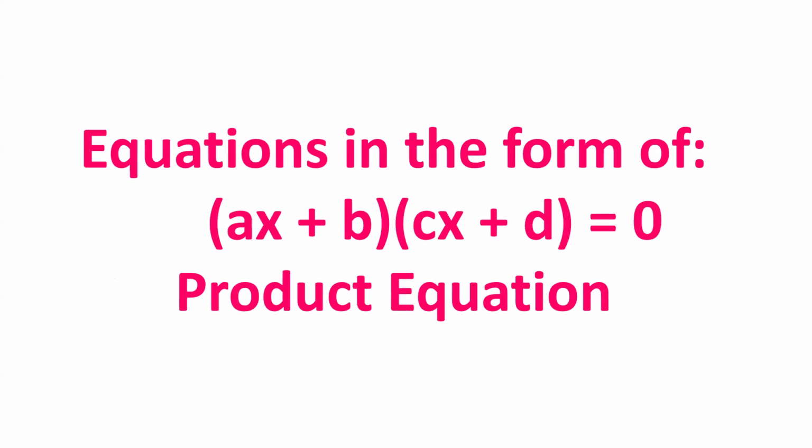Now, equations in the form of (ax plus b) into (cx plus d) equals 0. As you can see here, this equation has two sides. Always on the second side, we should have 0. We should not have 1 or 2 or -5. No, always here should be 0. And on side 1, we have two parentheses multiplied together. If you still remember, when we have two parentheses multiplied together, we say this is written in factorized form. So a product equation, on the first side, should be factorized. On the second side, we should have 0.